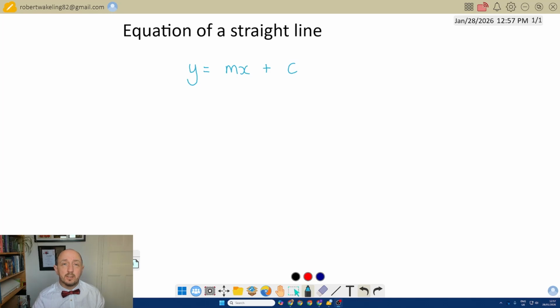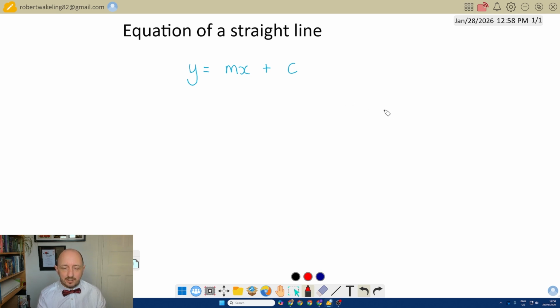In this video, we're going to be looking at the equation of a straight line, which comes up in every single GCSE every year. So if you can try to understand this one, you're well on your way to getting that grade 4. Equation of a straight line, we should always be thinking of y = mx + c.